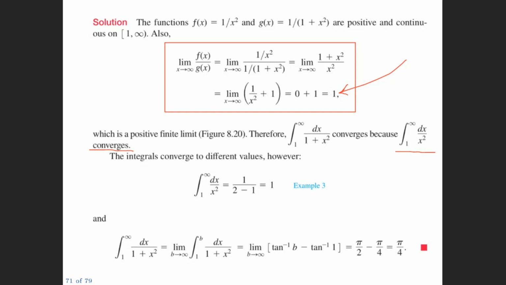It doesn't say that the values are the same. And in this case, the values are not the same. There's no reason to think from this theorem that the values should be in any way connected. All it tells us is either they both converge or they both diverge.